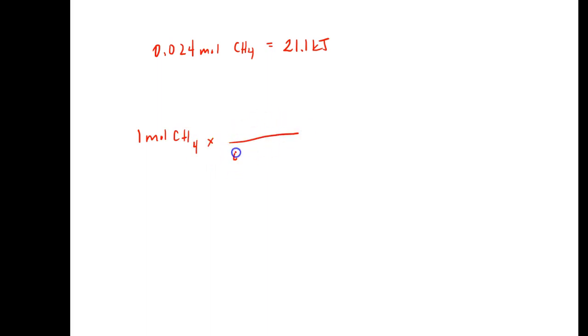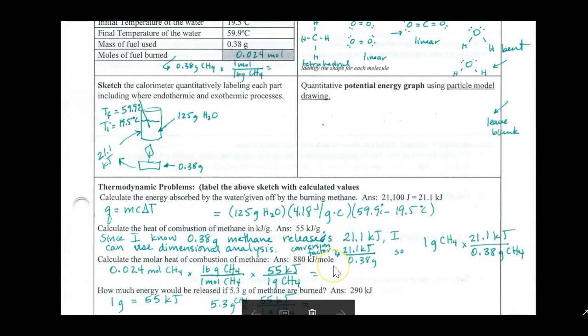So we know that 0.024 moles of CH4 releases 21.1 kilojoules of energy, and you'll see a number that is close to 880 kilojoules. Remember to check your significant figures to make sure that you have those. There's other ways of doing this. As long as you get to the same answer, that's all that matters.